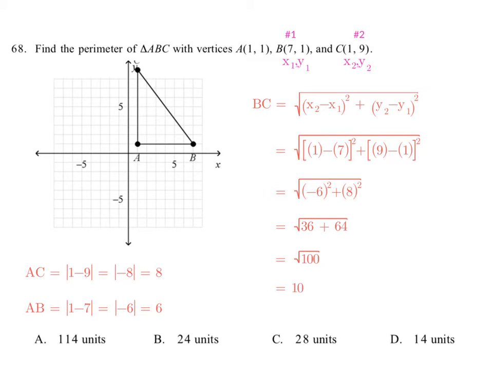Okay, so then we have 3 values, 8, 6, and 10, that we have to add together in order to find out our ultimate answer. And when we do that, we find that 8 plus 6 plus 10 is 24. So our answer for this one is 24 units, and that's B. Okay, we're going to do the same thing for the next one with a little twist. So 69 is on the next slide.